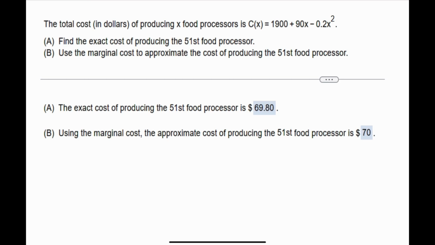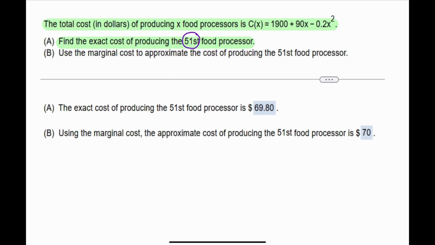It says the total cost of producing x food processors, so C of x, that's the cost function, is 1,900 plus 90x minus 0.2x squared. Find the exact cost of producing the 51st food processor. In other words, they're telling me, give me the cost of only one food processor. That's what they're asking me. Here they didn't say 51 food processors. They just said 51st food processor. So you're giving me the exact cost of that 51st food processor.